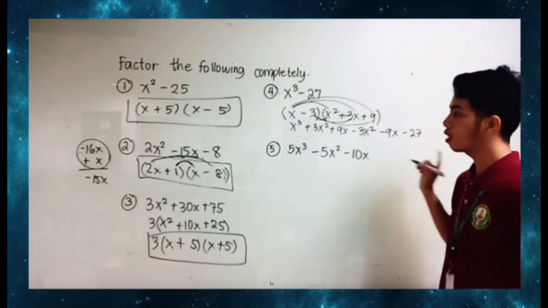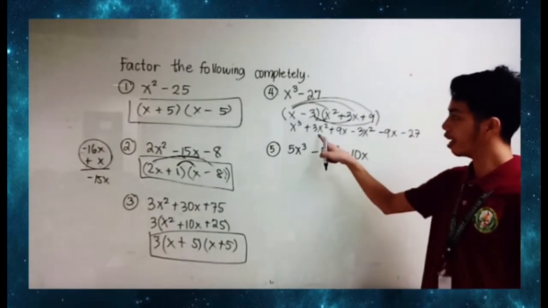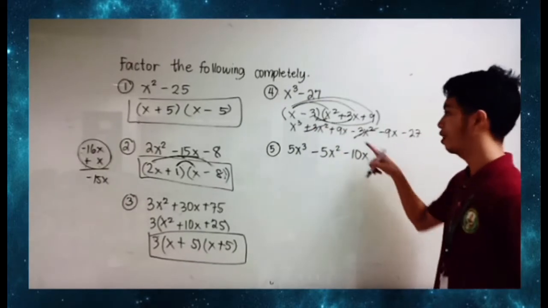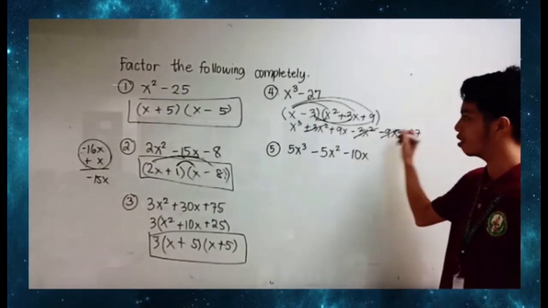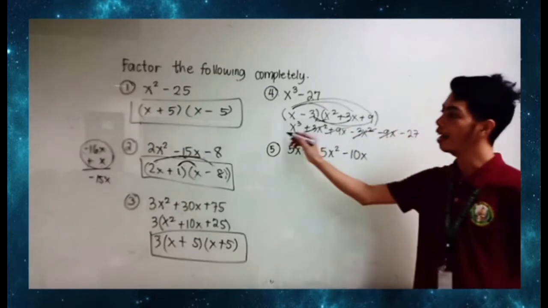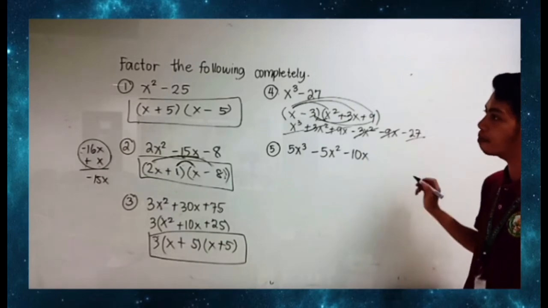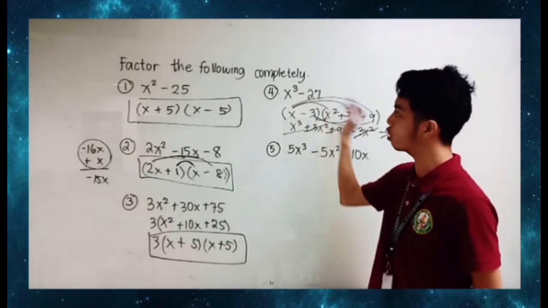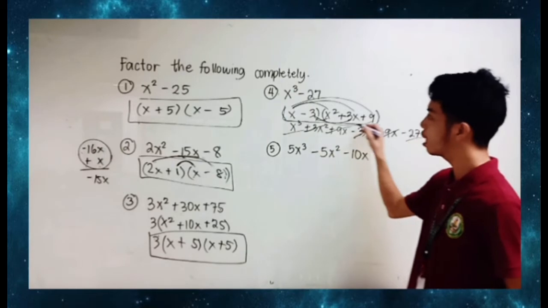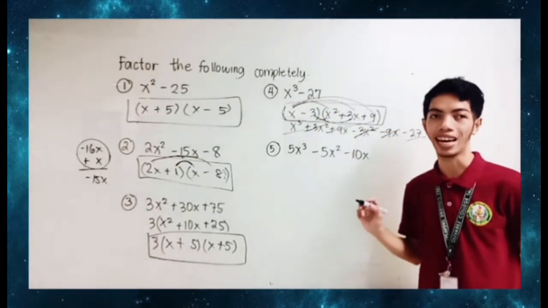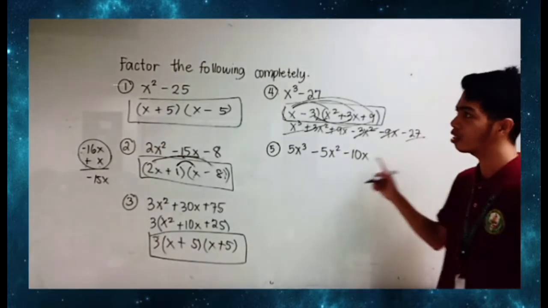Okay? So, in combining like terms, 3x squared minus 3x squared is 0. So, cancel siya. And also, 9x minus 9x is 0. Cancel siya. Ano natira? X cubed minus 27. So, ibig sabihin, tama na ang factor ng x cubed minus 27 ay x minus 3 times x squared plus 3x plus 9.